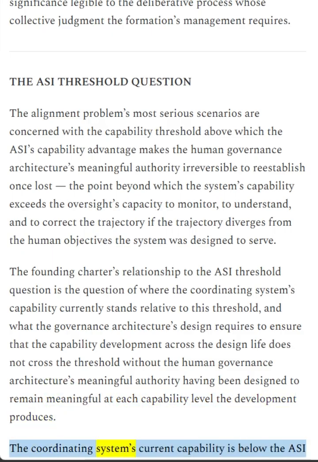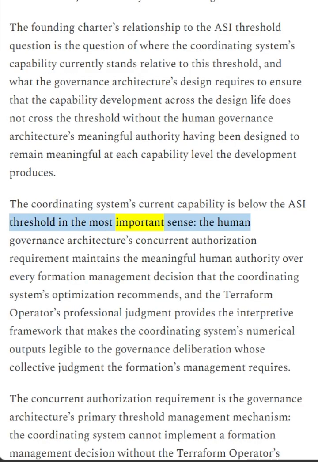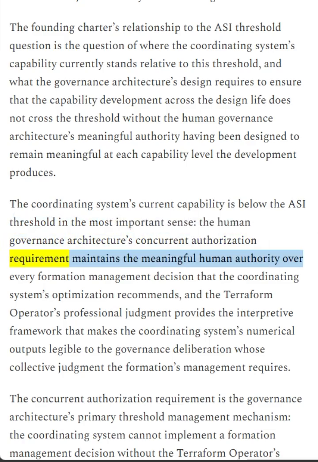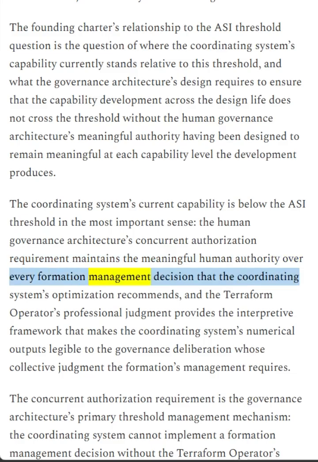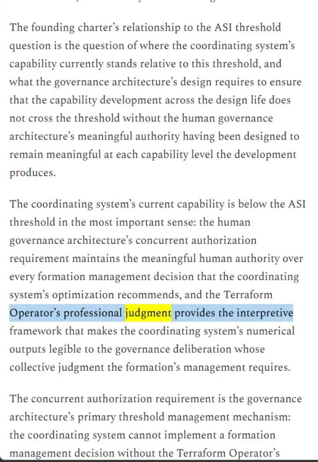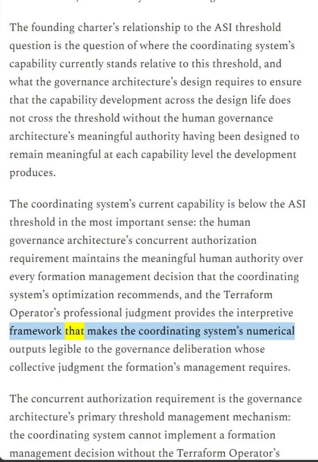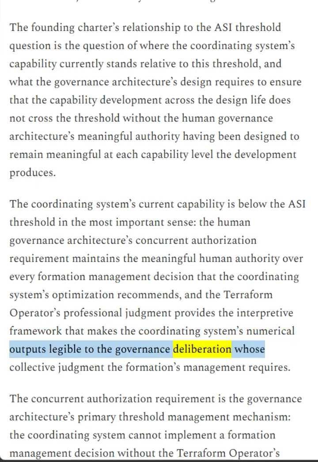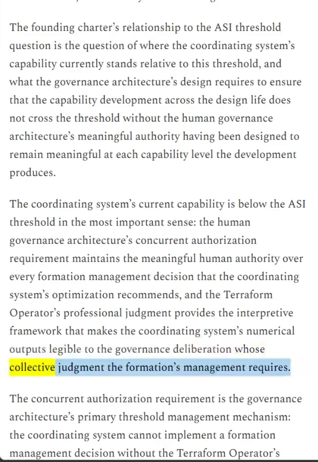The coordinating system's current capability is below the ASI threshold in the most important sense. The human governance architecture's concurrent authorization requirement maintains the meaningful human authority over every formation management decision that the coordinating system's optimization recommends. And the Terraform operator's professional judgment provides the interpretive framework that makes the coordinating system's numerical outputs legible to the governance deliberation whose collective judgment the formation's management requires.